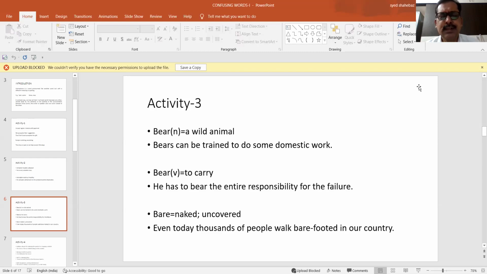Next, bare, B-A-R-E. Here the spelling is different. Bare means naked, uncovered. Even today, thousands of people walk barefooted in our country. Barefooted means without footwear. Thousands of people walk barefooted in our country, meaning uncovered feet, without footwear. So these three words: one is bear, noun. The second is bear, verb. The third is bare, meaning naked, uncovered.